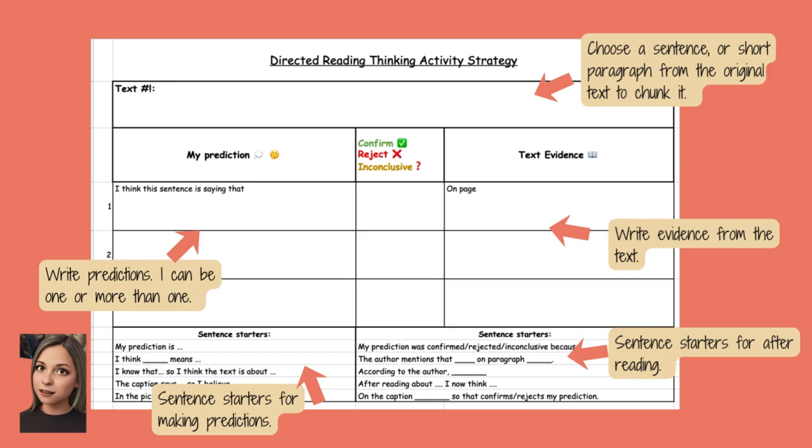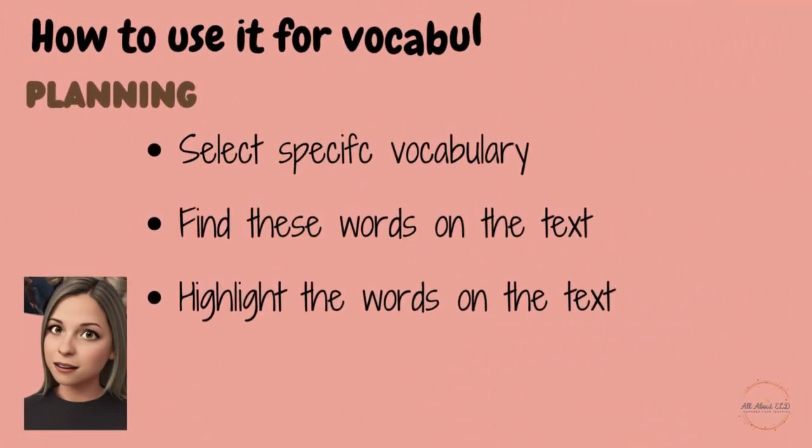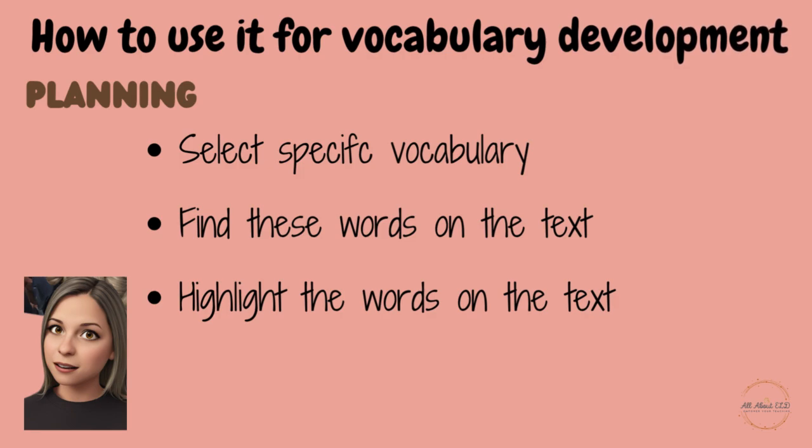for example. There are sentence stamps at the bottom of the organizer for both making predictions and for confirming or rejecting predictions. If your goal is to focus on vocabulary development, follow these steps. Start the same way by looking at the text features and making predictions. Remember the considerations for newcomers, level 1s and 2s that we talked about before.